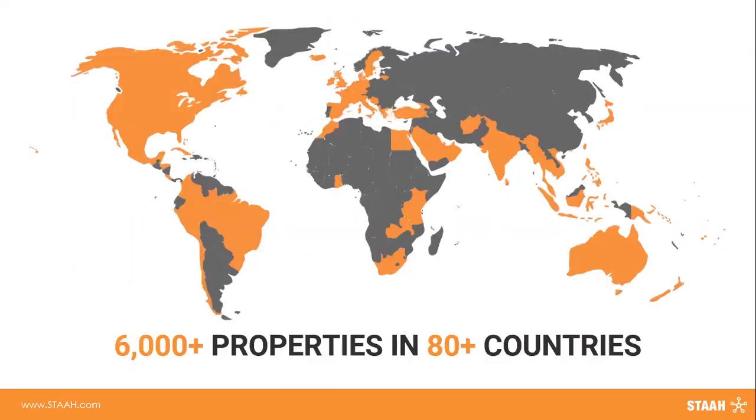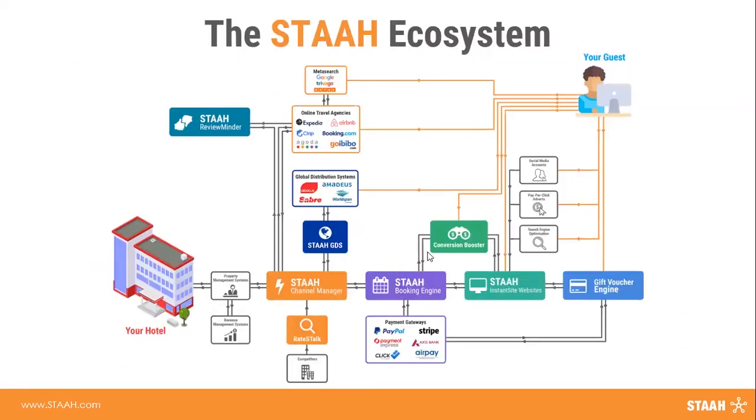Just a bit of background on STAAH. We now have over 6,000 properties in 80 countries, and you can see the footprint that we have globally, and that includes our channel management, booking engine, and the various solutions we offer, including GDS. The STAAH ecosystem is basically a quick roadmap here where you start with the STAAH channel manager. We have booking engines, instant websites, gift vouchers, conversion booster solutions for booking engines, and STAAH GDS on this line here. We connect to all the GDS systems, and I want to talk to you today about how you can get the best out of your GDS, whether you're using STAAH GDS or another system.